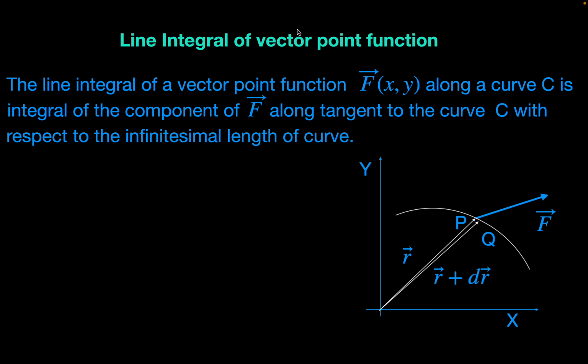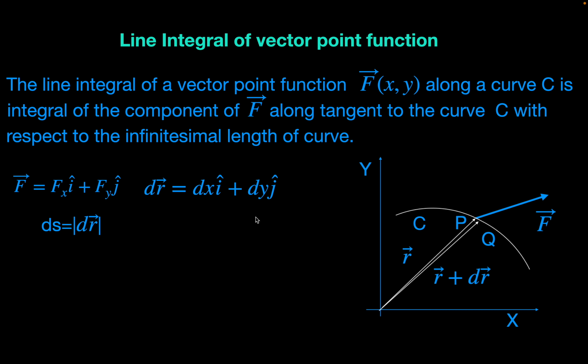Let's understand this with a figure. Here in the xy plane I have drawn the curve C, and on this curve I have located a point P whose position vector is vector r, and at this point the vector point function f can be represented as vector f equals fx i cap plus fy j cap. The infinitesimal change in the position vector of point P is vector dr equals dx i cap plus dy j cap. The infinitesimal length of the curve at this point is ds, which equals the modulus of vector dr.